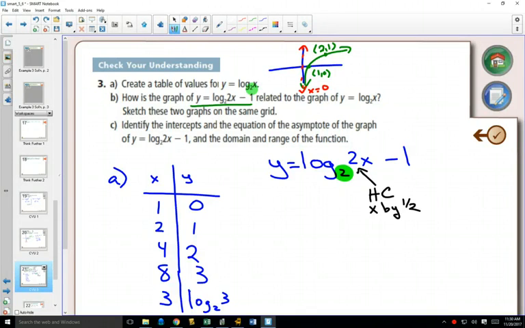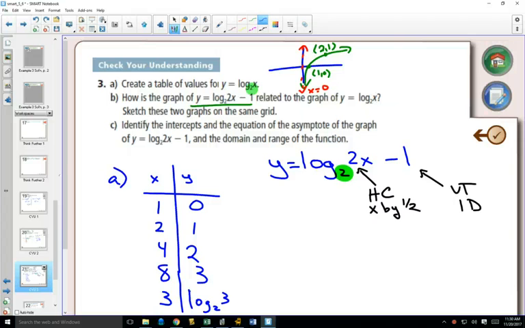Is that minus 1 inside the function? No. If they wanted that minus 1 inside the function, they would need to put brackets to indicate that it was inside the log. So this minus 1 is going to be vertical. It's going to be a vertical translation 1 unit down.